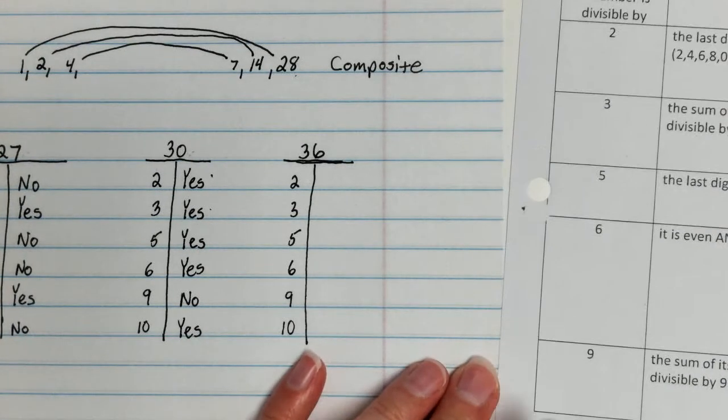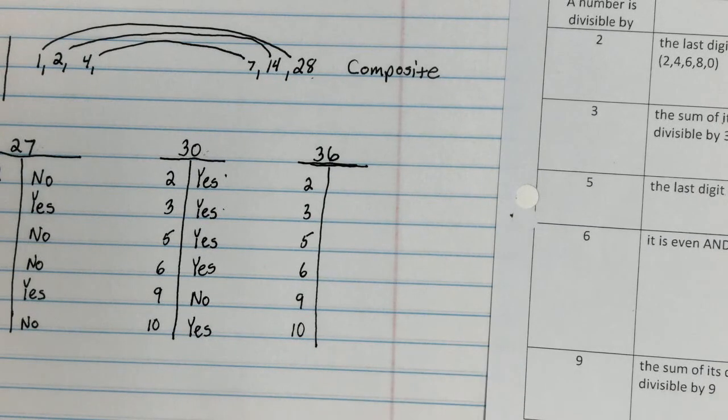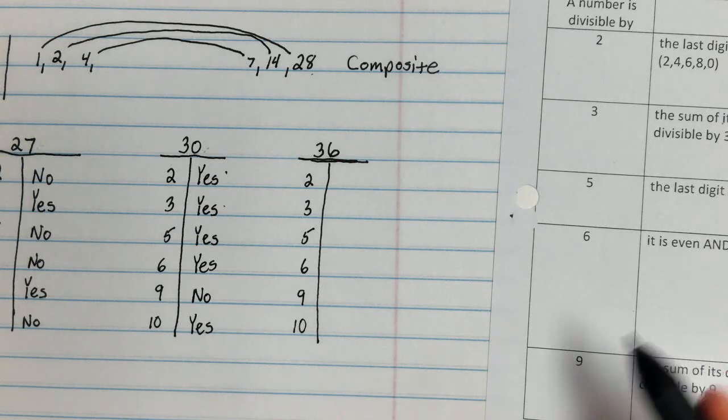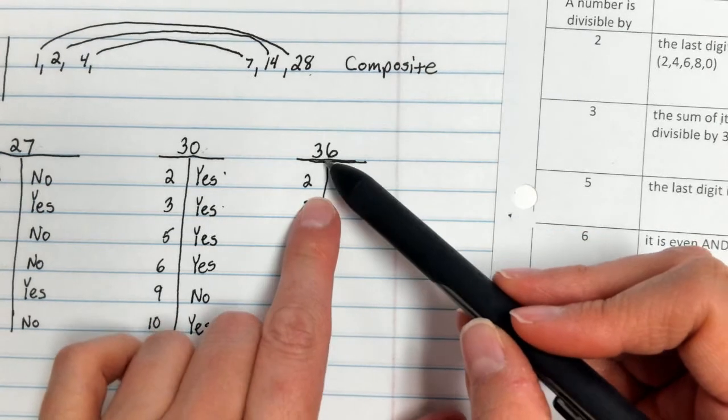All right, we're going to do 36. And then we're gonna go over what you have to do for your homework. Yeah, you do have homework tonight. Good. All right, let's look at 36.